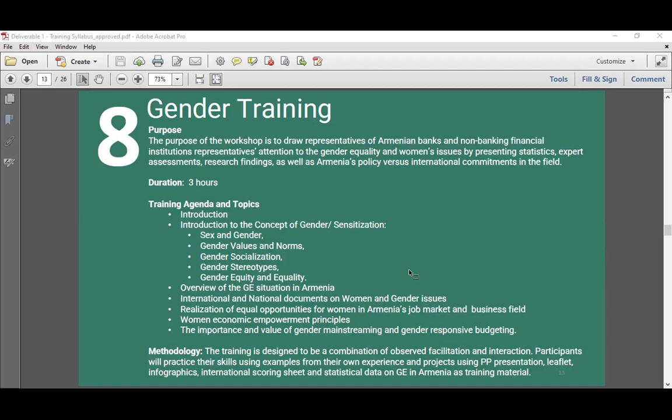More specifically, we will discuss the concept of gender and gender sensitization, and we'll also review the overall situation with the implementation of gender policies in Armenia. Also, we'll brief you on the international and national documents on women and gender issues. And of course, how to empower women throughout the whole cycle of project implementation.